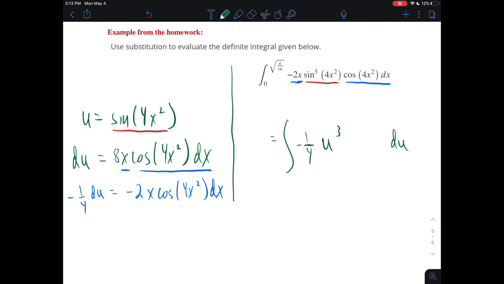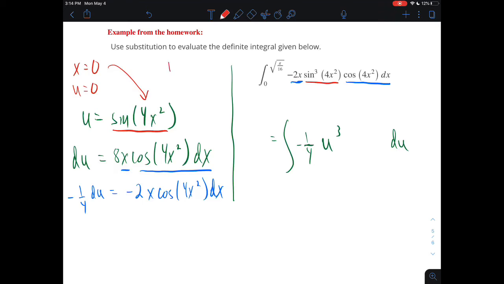Again, we know that this is going to be very simple to evaluate, but now let's just swap out our limits. To do that, you want to just think that you have particular x values, like the lower limit of integration, the bottom one, is x equals 0. What happens when you plug x equals 0 into sine of 4x squared? You get sine of 0, and sine of 0 is 0. So whenever x is equal to 0, u is equal to 0.